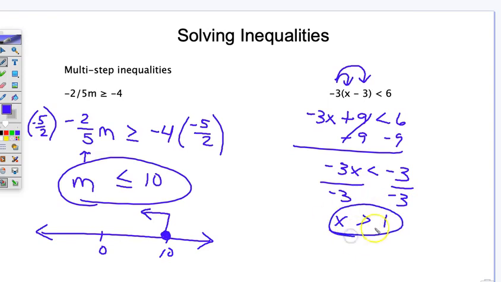and it looks like we get 1. To graph that, show me where 0 lies and positive 1, and it looks like we need an open circle there. X is greater than 1, so it's going to bold to the right.